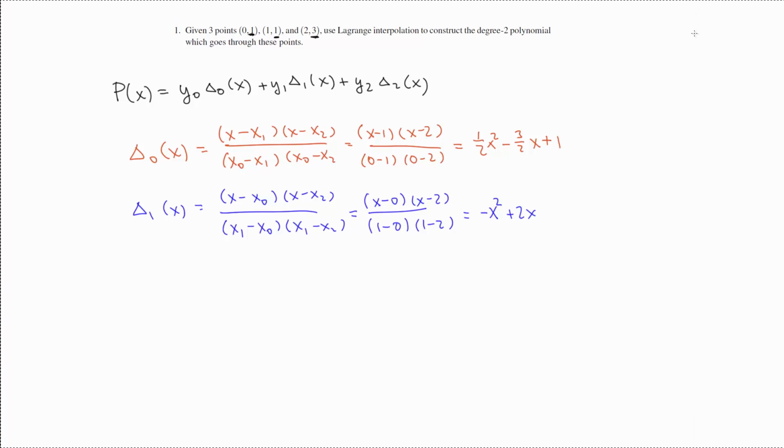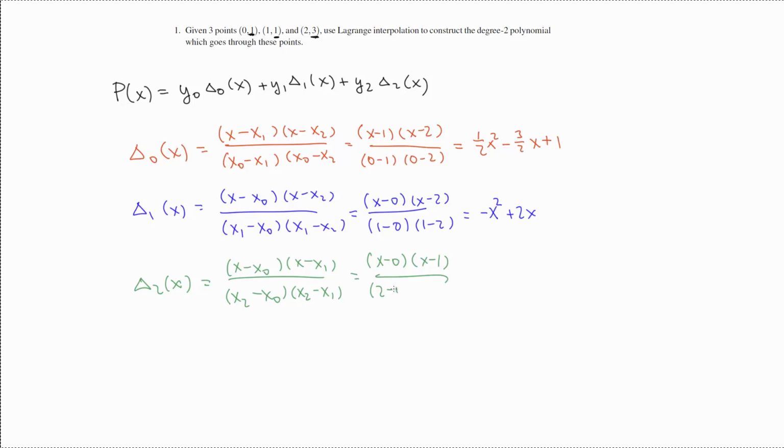Finally, for delta 2, we have x minus x0 times x minus x1 all over x2 minus x0 times x2 minus x1. Plugging in numbers one last time gives us x minus 0 times x minus 1 all over 2 minus 0 times 2 minus 1. And simplifying this will give us 1/2 x squared minus 1/2 x.